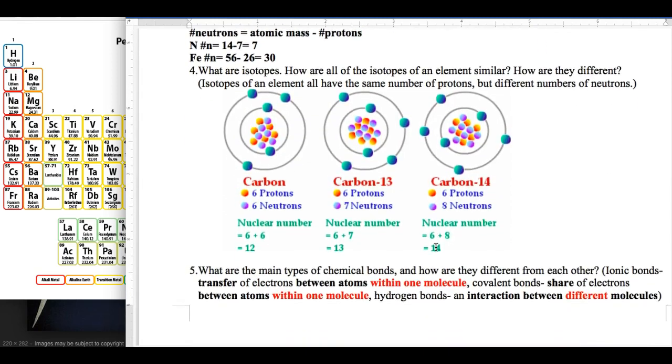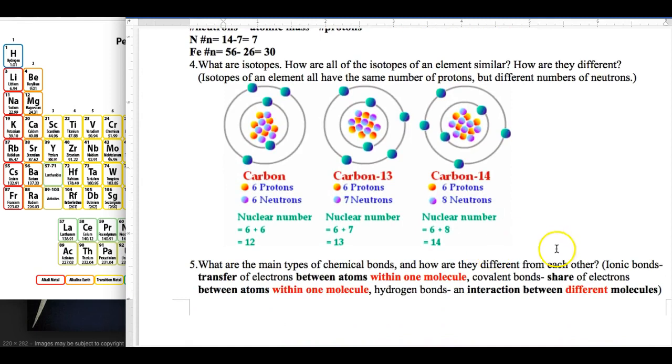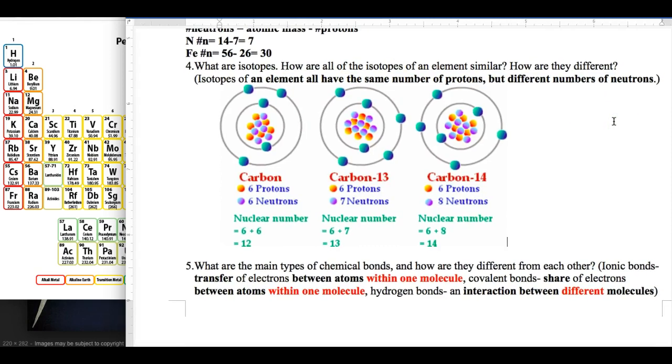Okay, moving forward, what are isotopes? Isotopes are an element that have the same number of protons but different number of neutrons. So I want you to think about this.